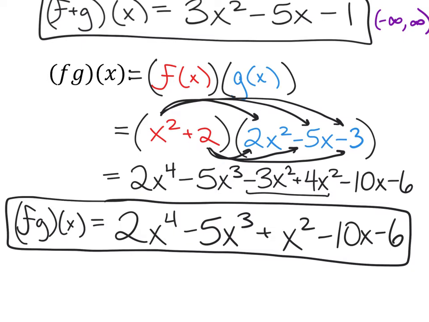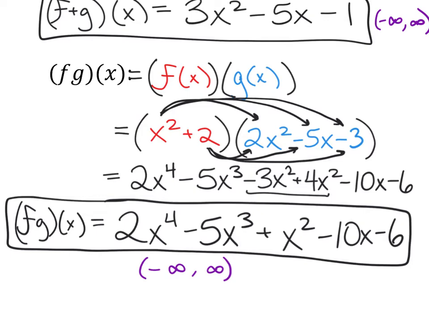But this is also a polynomial. Polynomials have a domain of all real numbers, so nothing changed here. It's not a square root. It's not a rational. It's not a logarithm. The domain is all real numbers. Those are the only three that we've learned about so far that will change and not be all real numbers.